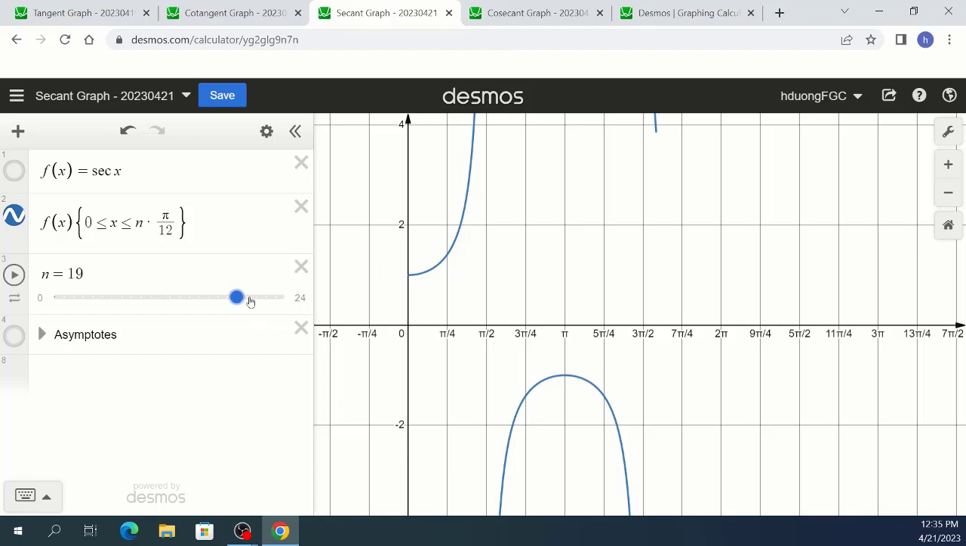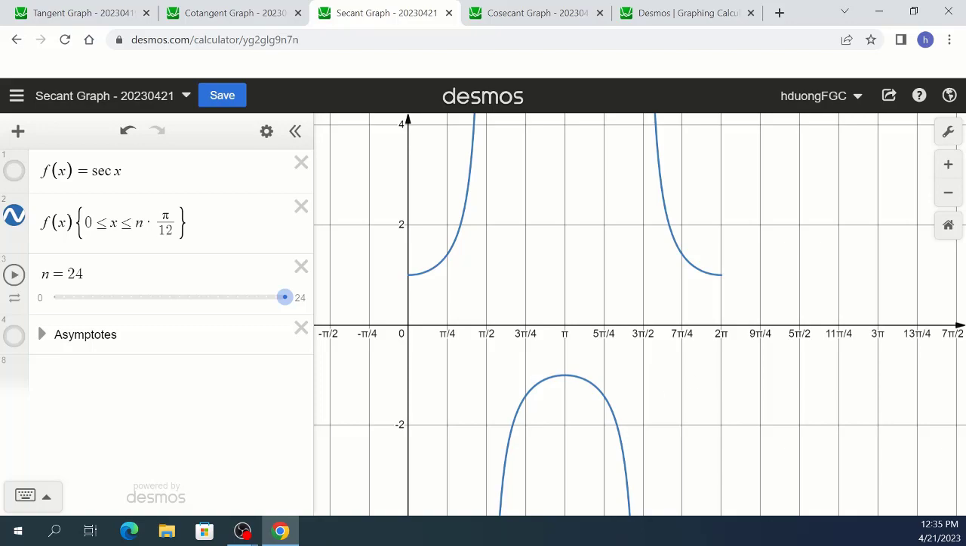At the end of a 2 pi complete period, we have one complete basic unit of our secant graph here. So definitely, it looks like there are two vertical asymptotes here. One of them is at x equals pi over 2, and the other one is at 3 pi over 2. See what I'm saying now?